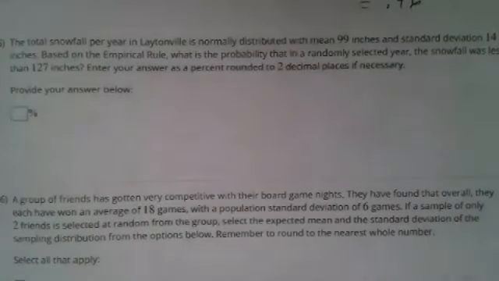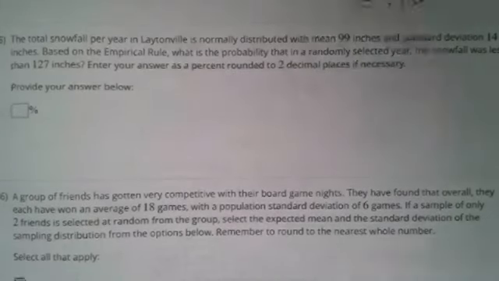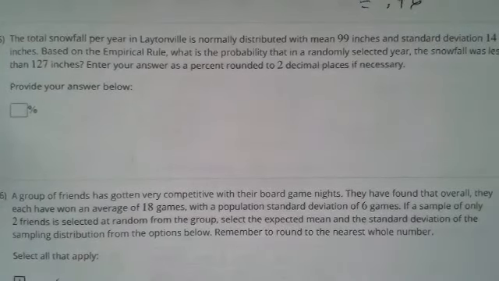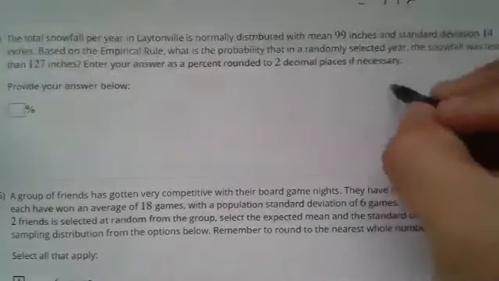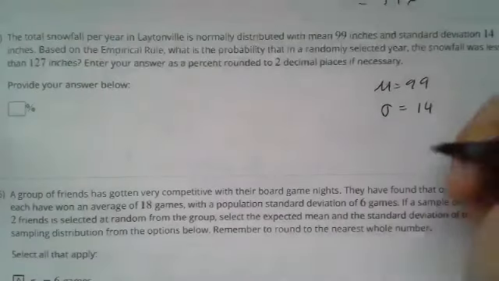So this is an old problem as well. The total snowfall per year in Laytonville is normally distributed with mean 99 and standard deviation 14. Based on the empirical rule, what is the probability that in a randomly selected year, the snowfall is less than 127 inches? Enter your answer as a percent rounded to 2 decimal places as necessary. So we have that the mean is 99 and the standard deviation is 14, right?